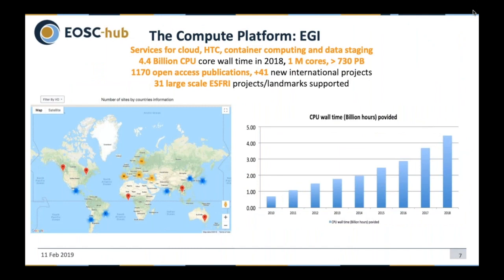Just a few words about the 2 biggest stakeholders in the consortium, the EGI Federation and EUDAT. Probably Ian provided you enough information about EGI. It's a federation of several hundred data and compute centers, mostly from Europe, but we have collaborators and providers from outside of Europe. The key focus is on cloud, high throughput computing and container computing, and the required data staging and data movement services in order to bring research data to the compute centers and back to the users or the publishers.